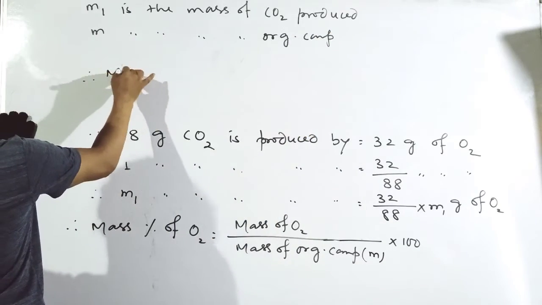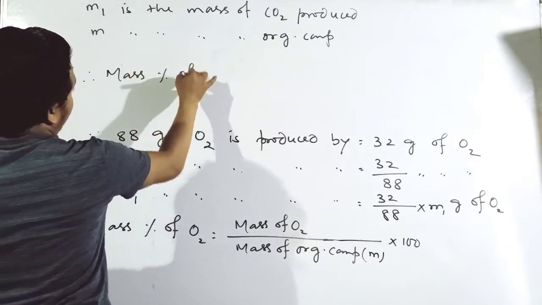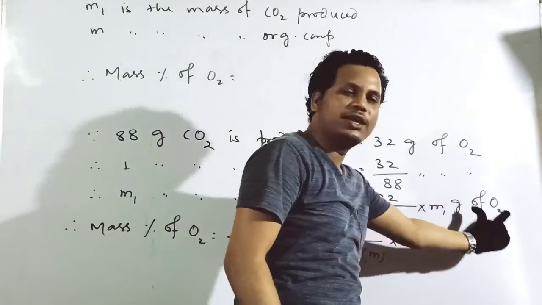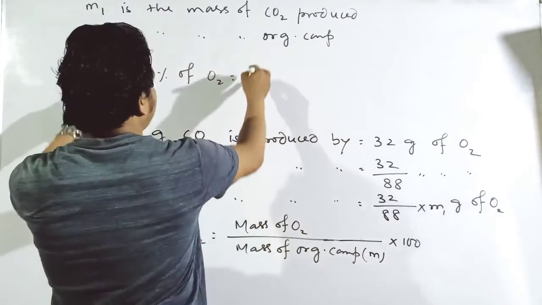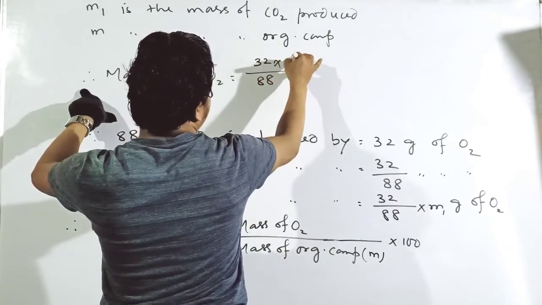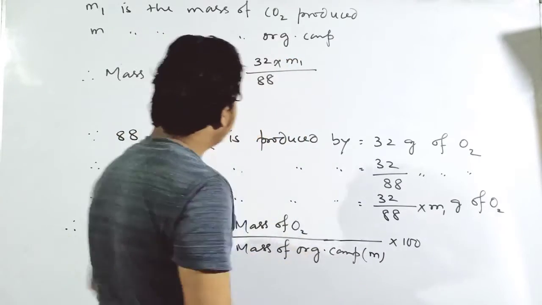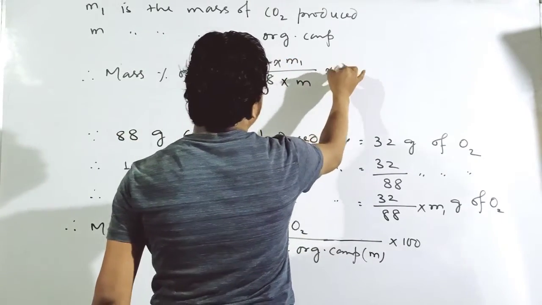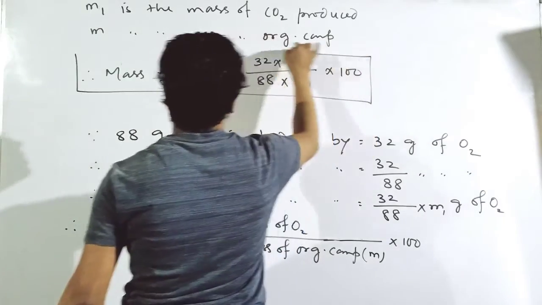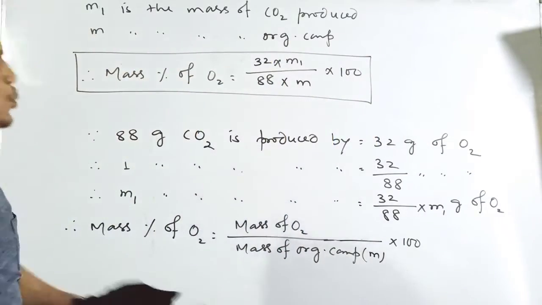Therefore, mass percentage of O2: mass of O2, we got this much gram of O2, 32 by 88 into M1. Mass of organic compound is M, multiplied by 100. So this will give us the mass percentage of O2.